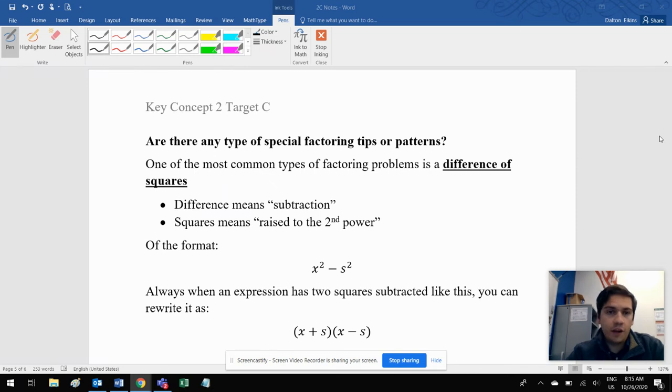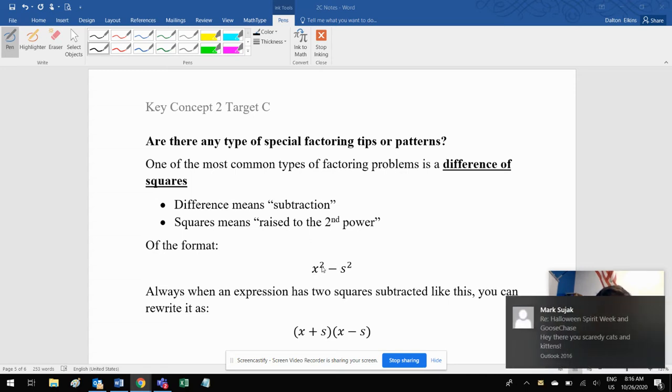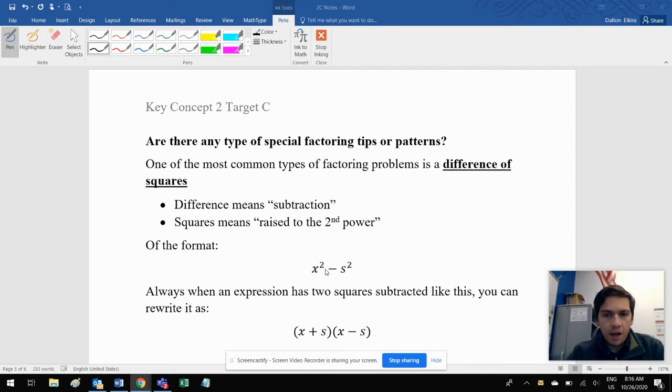One of the more interesting types of factorings is the special cases, the kind of unique stuff that happens along the way. And one of the popular ones, one of the most common types of factoring problems, is what's called a difference of squares. Let's unpack that definition real quick. Difference means subtraction, and squares means raised to the second power.